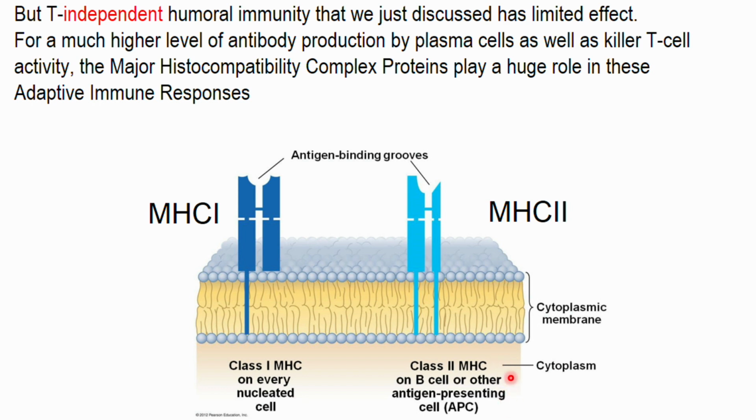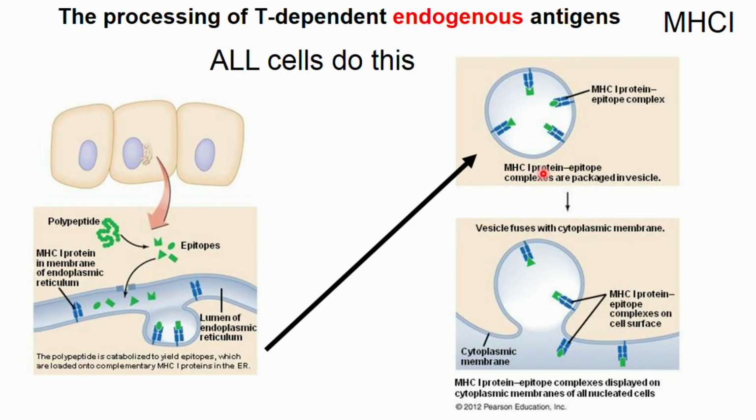MHC2 is on B cells and all the other antigen-presenting cells. That means the B cells also phagocytose invaders, which we'll talk about in just a moment. The reason we're talking about this is that for B cells to pump out lots and lots of antibodies and produce memory cells, which is a really important part of our immune system, we need to understand this particular system. So let's talk about MHC1 first.